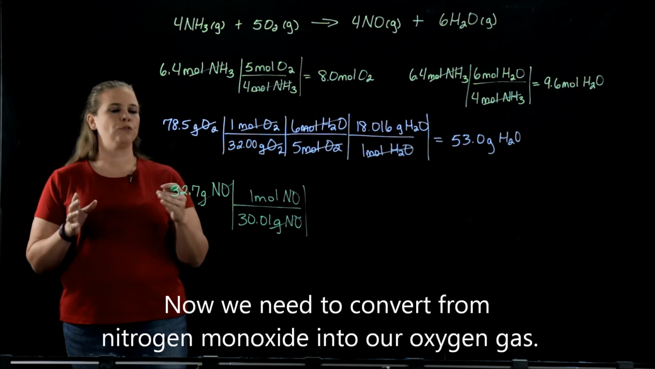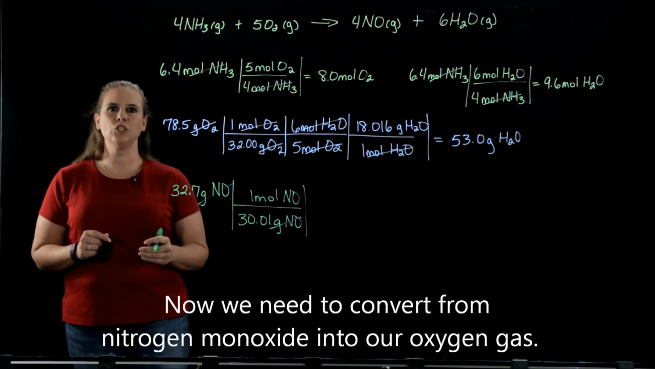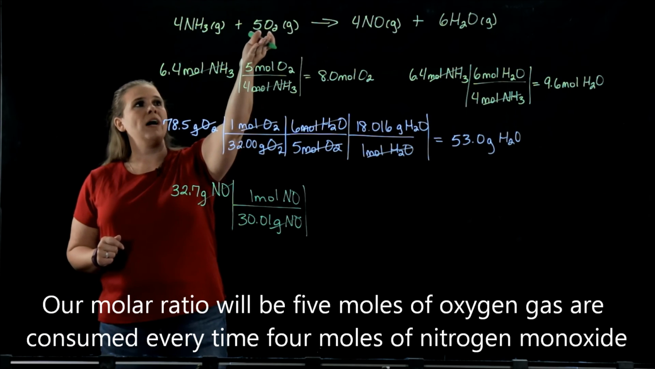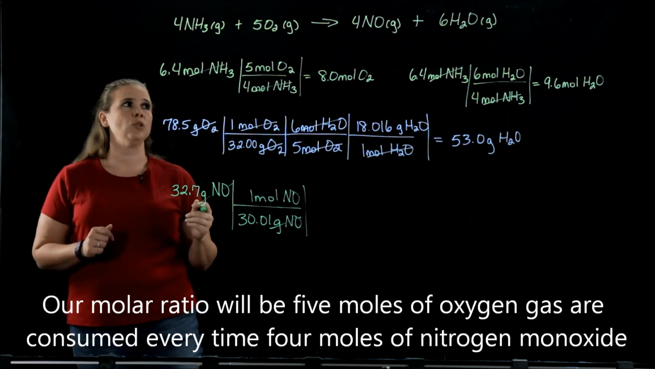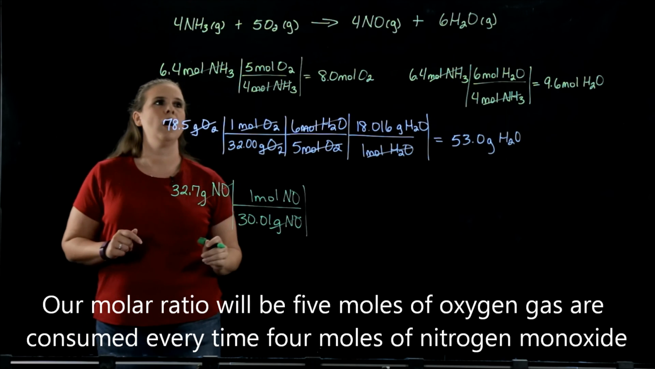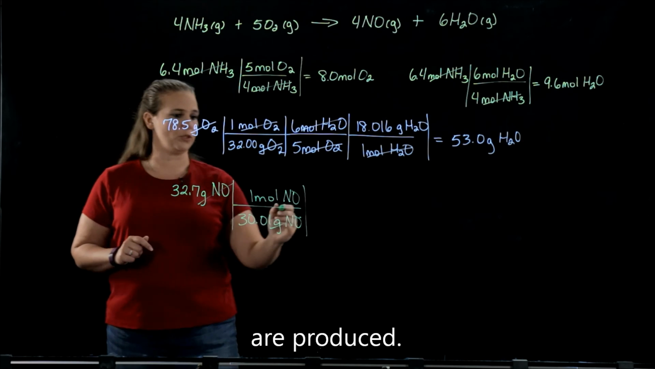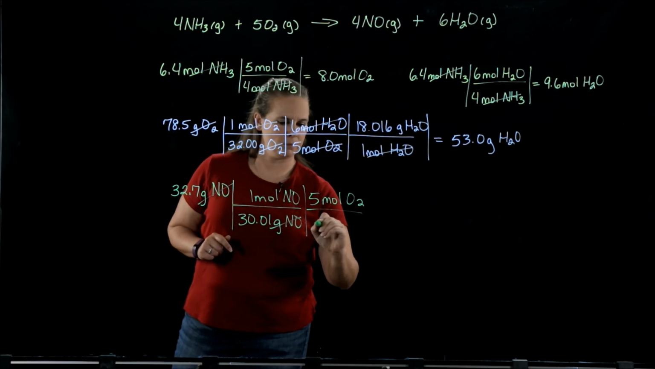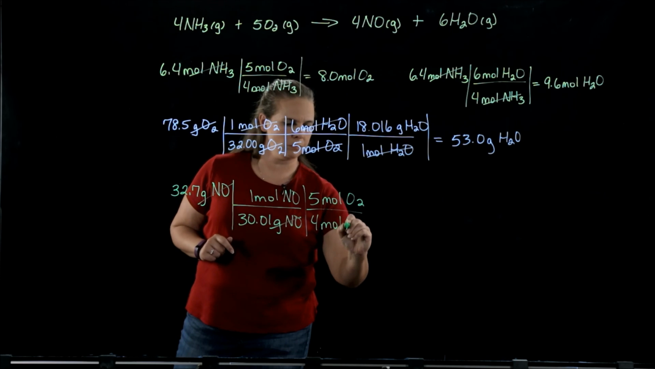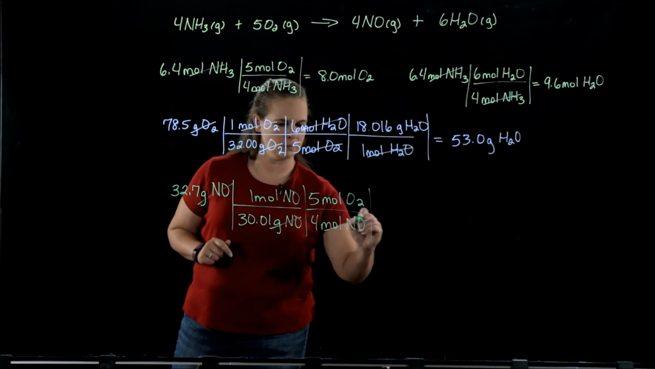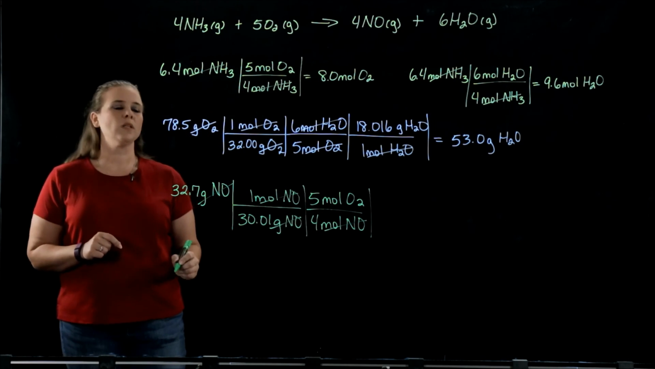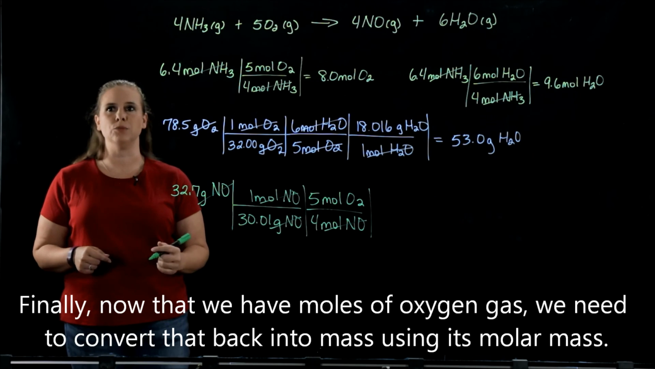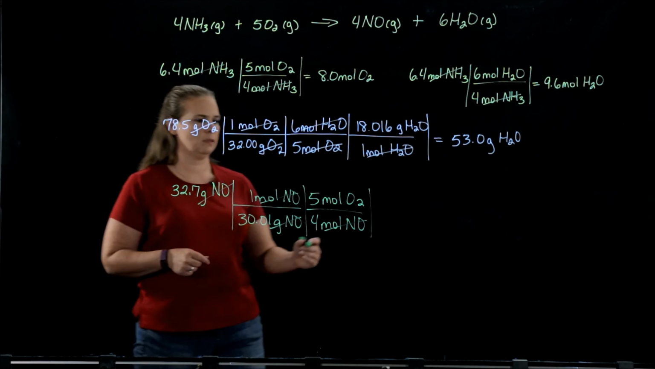Now we need to convert from nitrogen monoxide into our oxygen gas. Our molar ratio will be 5 moles of oxygen gas are consumed every time 4 moles of nitrogen monoxide are produced. Finally, now that we have moles of oxygen gas, we need to convert that back into mass using its molar mass.